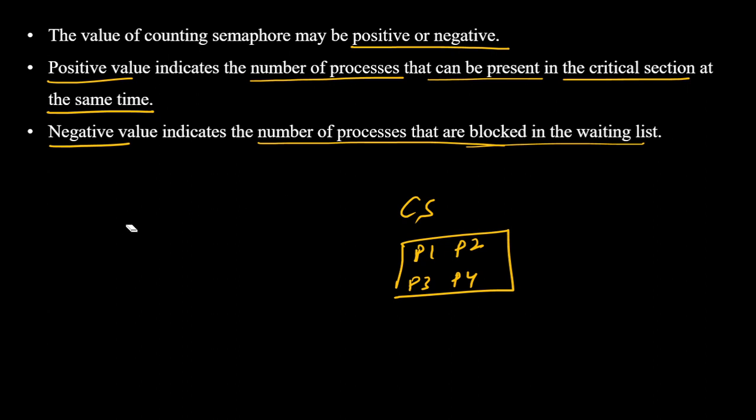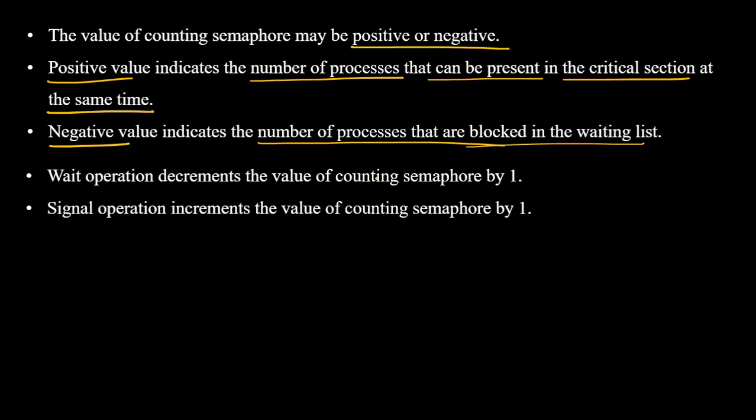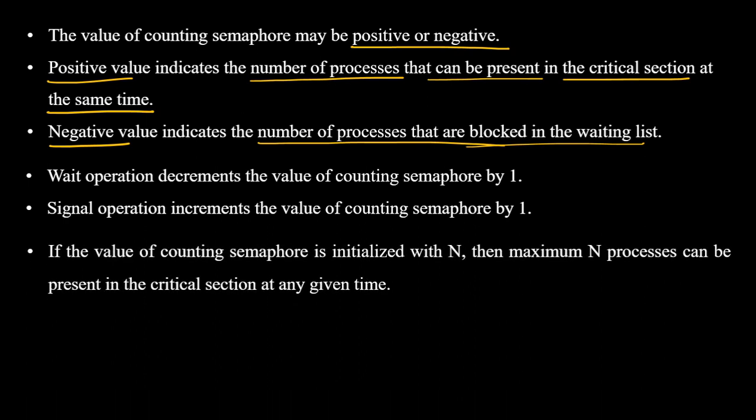Okay, so remember, this point is very important, because you may get a true or false statement asked on this. So the wait operation will decrement the value of the counting semaphore by 1, and the signal operation will increase the value of the counting semaphore by 1. If the value of the counting semaphore is initialized with n, then a maximum of n processes can be present in the critical section at any given time.